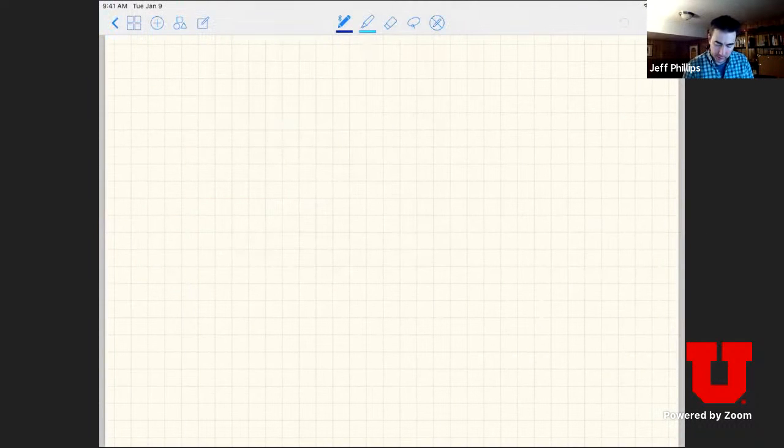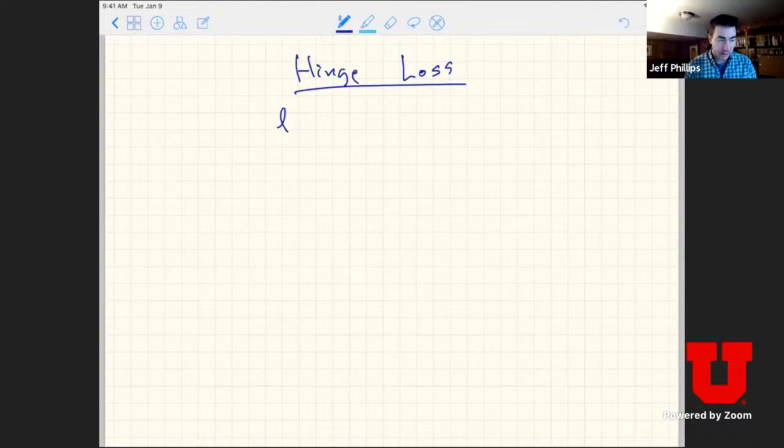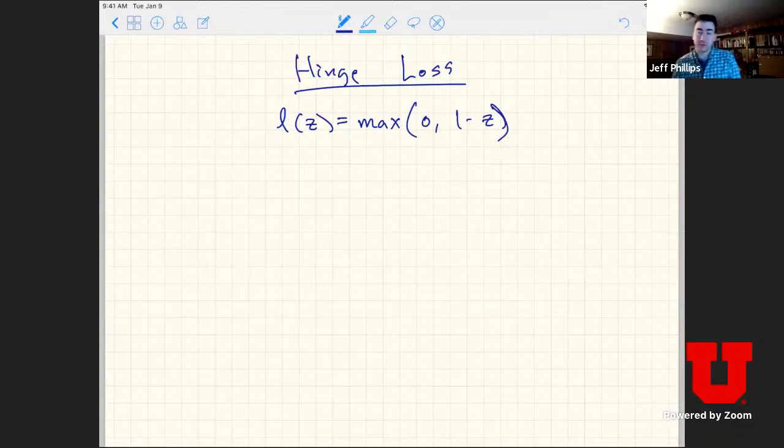Let me start with the hinge loss. The hinge loss is going to be a proxy function, which we're going to say L of z is equal to the max of 0 and 1 minus z. Okay, so this is going to be my proxy here.